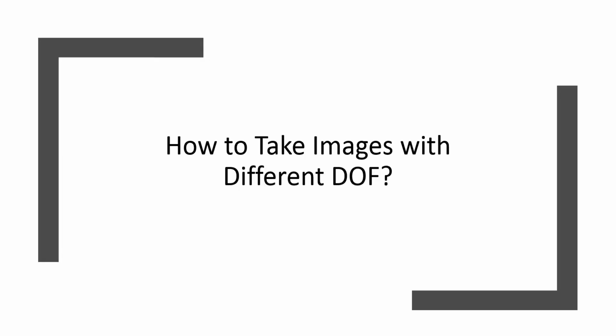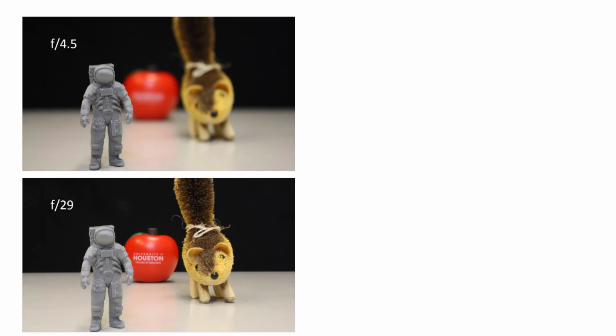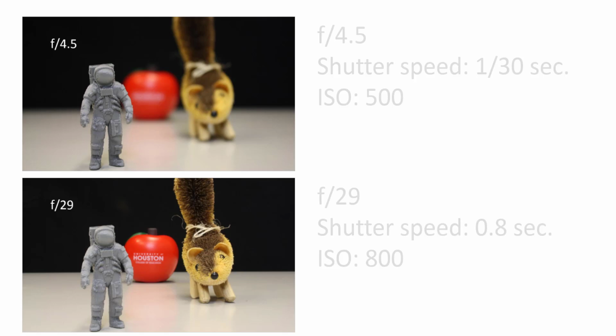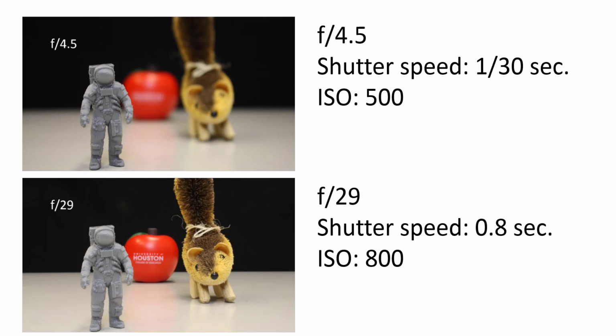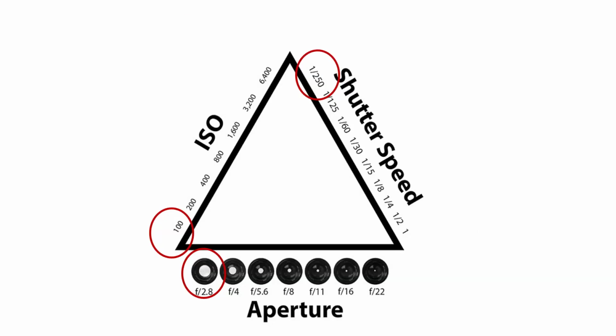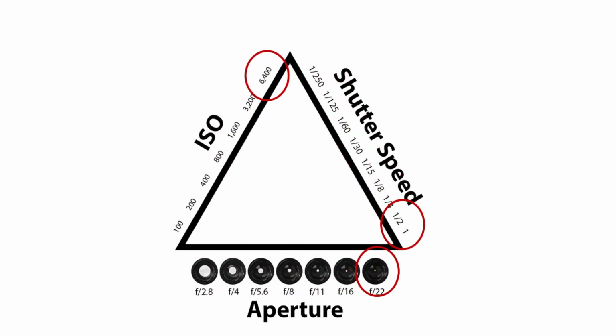So how do you take images with different depth of field? Let's take a look at our astronaut image. Other than the difference in the depth of field, these two images might look the same. However, actually, the shutter speed and ISO are also different. To get a proper exposure for your image, smaller f-stops will need low ISO and fast shutter speed. As the f-stop increases, the ISO will need to be increased, while the shutter speed needs to be decreased.